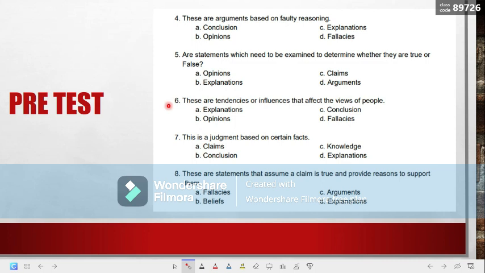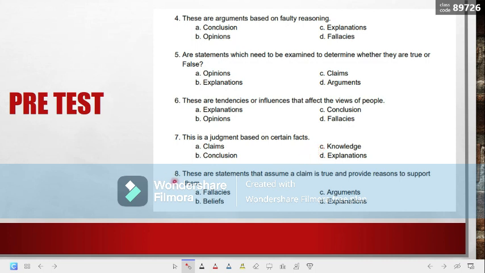Number 6. These are tendencies or influences that affect the views of people. Is it A, explanations, B, opinions, C, conclusion, and D, fallacies? Now, for number 7, we have this is a judgment based on certain facts. A, claims, B, conclusion, C, knowledge, D, explanations.